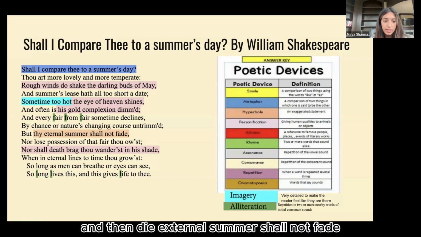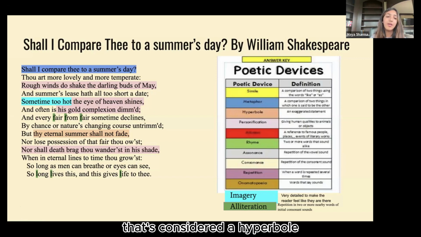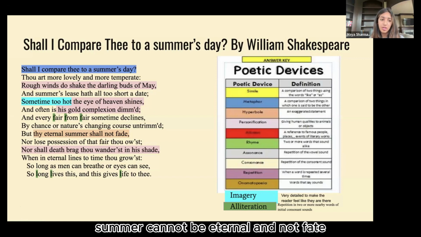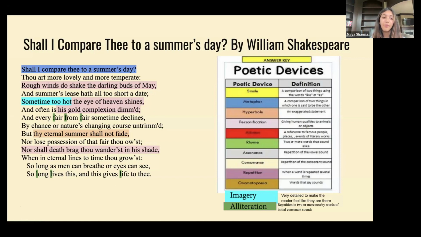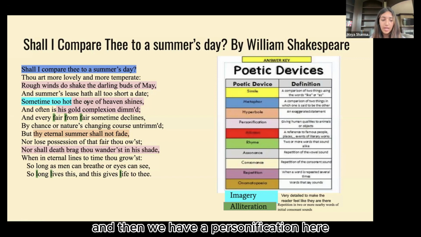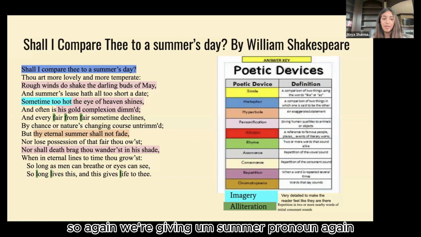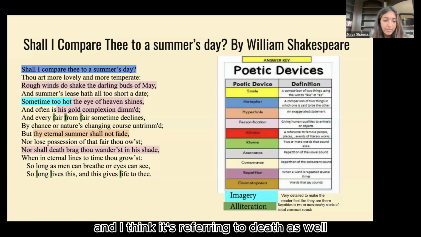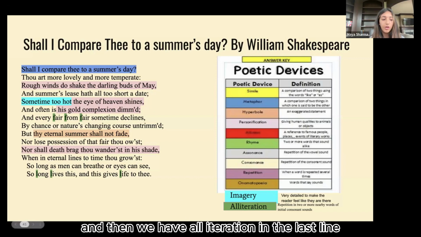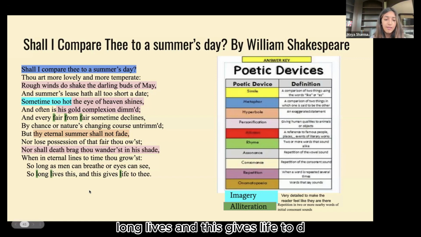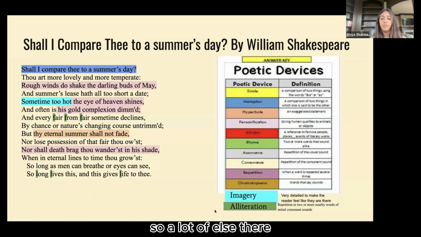And then thy eternal summer shall not fade. That's considered a hyperbole because it's over-exaggerating. Summer cannot be eternal and not fade. And then we have a personification here. Nor shall death brag thou wanderest in his shade. So again, we're giving summer a pronoun, and I think it's referring to death as well. And then we have alliteration in the last line. Long lives, and this gives life to thee. So a lot of L's there.